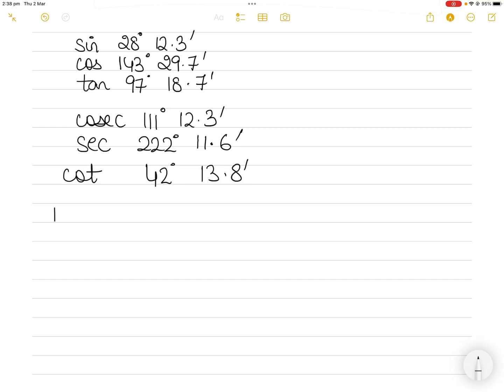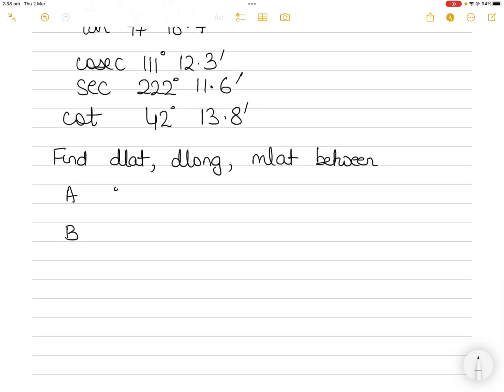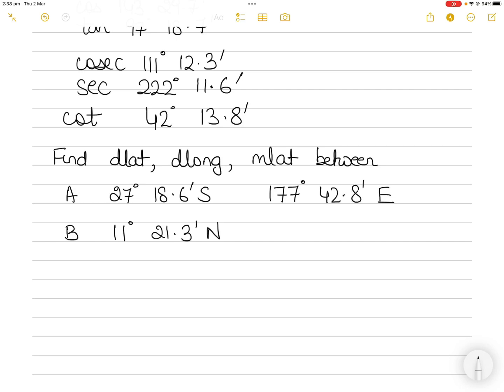All right, and find the d lat, d long, and m lat between two positions I'll give you. Find the d lat, d long, and m lat between them. So 27 degrees 18.6 minutes south to 11 degrees 21.3 minutes north, and the longitude could be 177 degrees 42.8 minutes east to 177 degrees 18.2 minutes west.